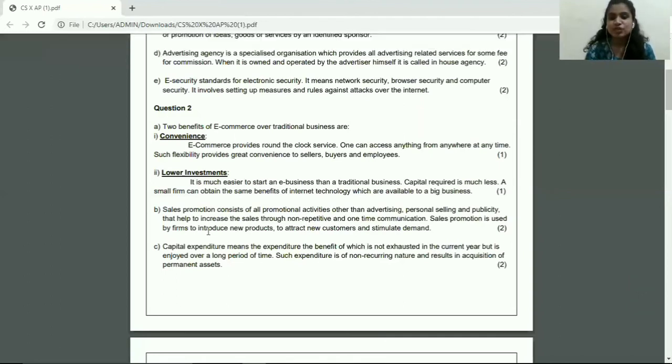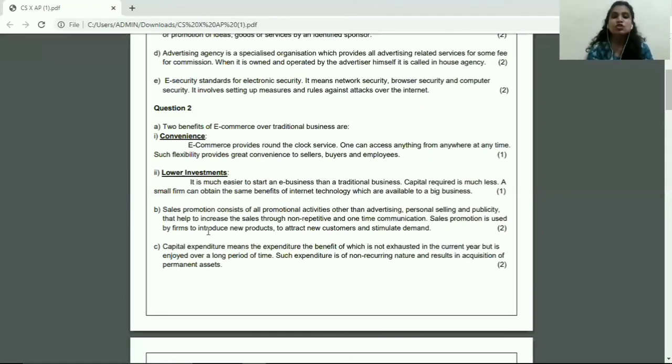What is sales promotion? Sales promotion consists of all promotional activities other than advertising, personal selling, and publicity that help to increase the sales through non-repetitive and one-time communication.